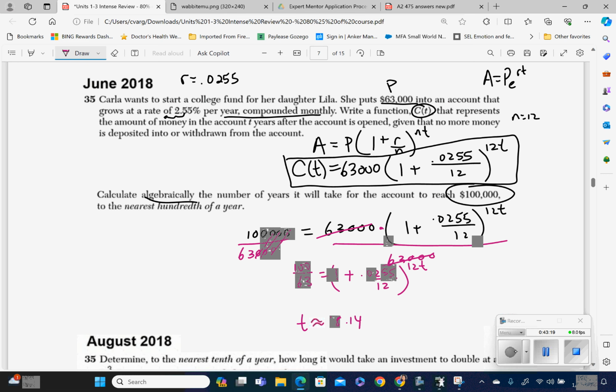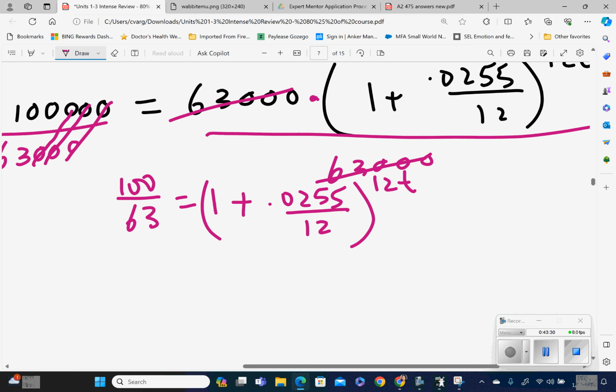Okay, so now I can go ahead and say, we can do log here. Watch me do this. So here is my base. This here is my base. This is my exponent.